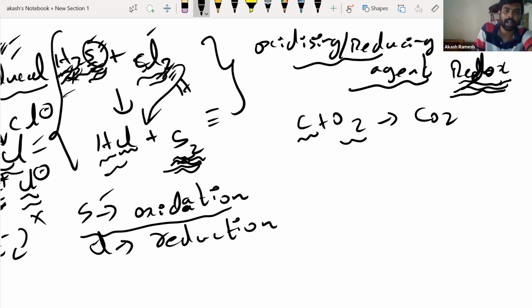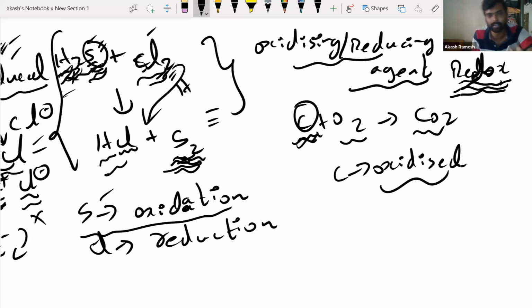Okay, fine. So carbon, you see here, in the reactant side doesn't have oxygen, but in the product side it has oxygen. So I can say that carbon is the one which is getting oxidized. No doubt about this, guys. This is very simple, right? Carbon doesn't have oxygen in the reactant side, but in the product side it has oxygen. So I would say that carbon is getting oxidized. Very simple, right? Fine.